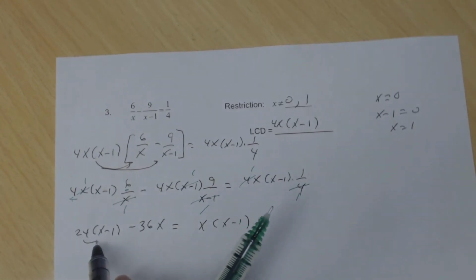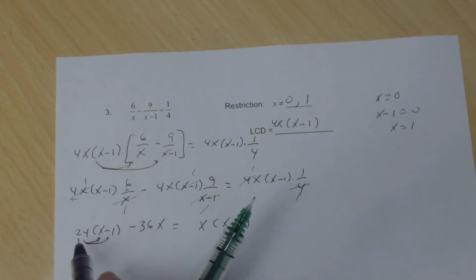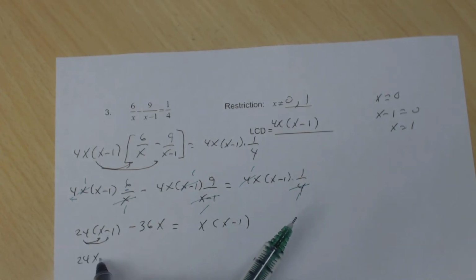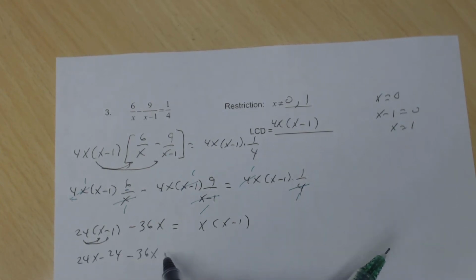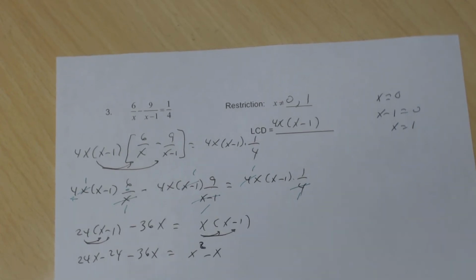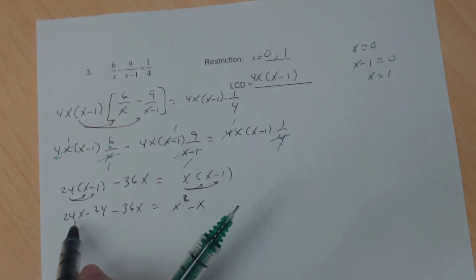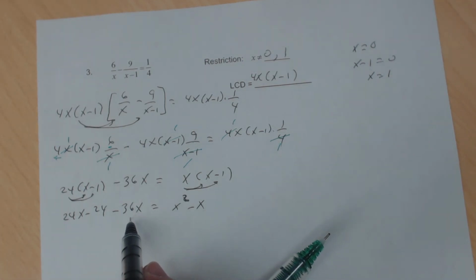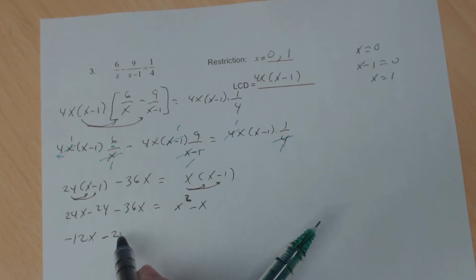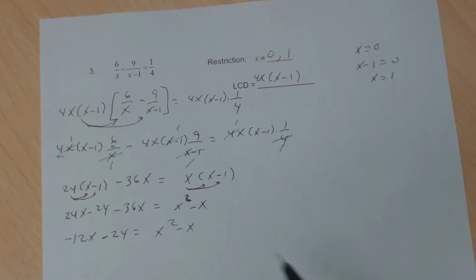Okay, so now distributing this, remember you have a polynomial times a monomial, you use the distributive property. So I get 24x minus 24 minus 36x equal, over here using the distributive property, x times x is x squared minus x times negative 1 is a negative x. Alright, combine like terms on the left side. I'm going to end up with a positive 24x and a negative 36x is a negative 12x. I get negative 12x minus 24 equal x squared minus x.